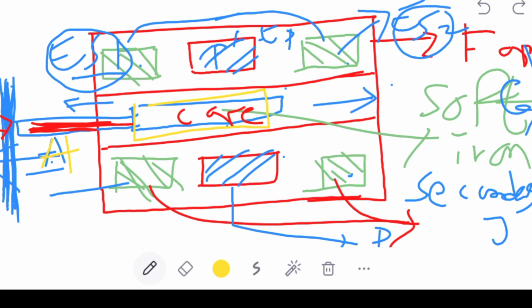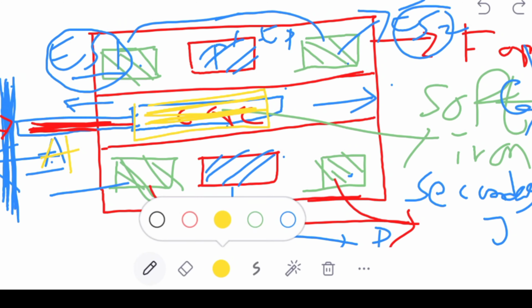This is the construction. The soft iron core is made with nickel iron, which is annealed. Nickel iron is coated on the metal former. This is the construction of the LVDT. You can see it.